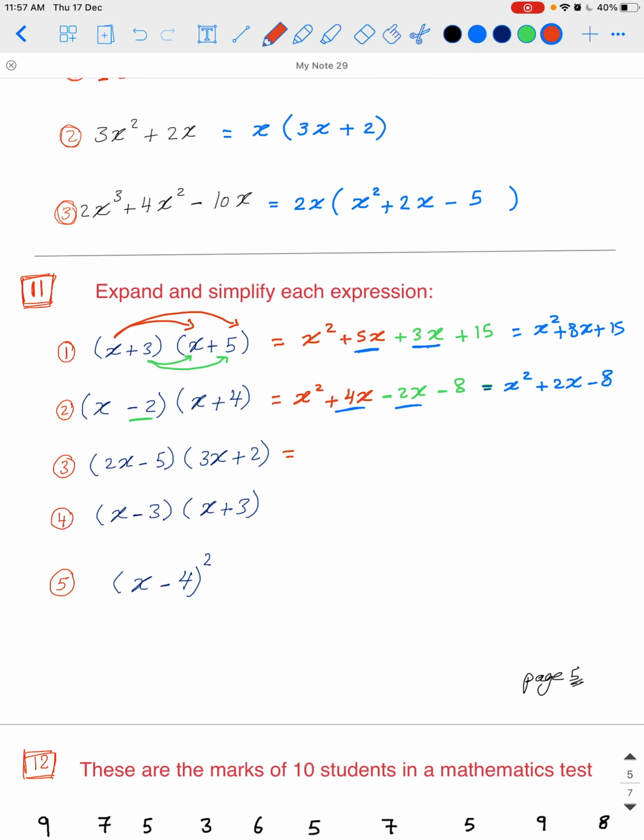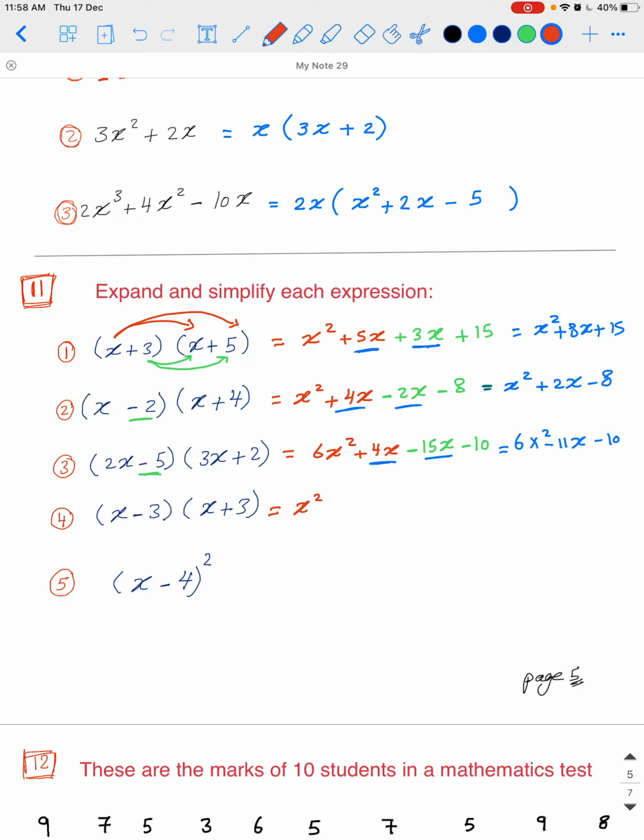Next one, 2x multiplied by 3x equal 6x squared. 2x multiplied 2 equal 4x. After that, the other one is negative also here. Negative 5 multiplied 3, negative 15x. Negative 5 multiplied 2 equal negative 10. So it will be at the end 6x squared and 4x minus 15x, that's a negative 11x, then minus 10. Okay, next one also.